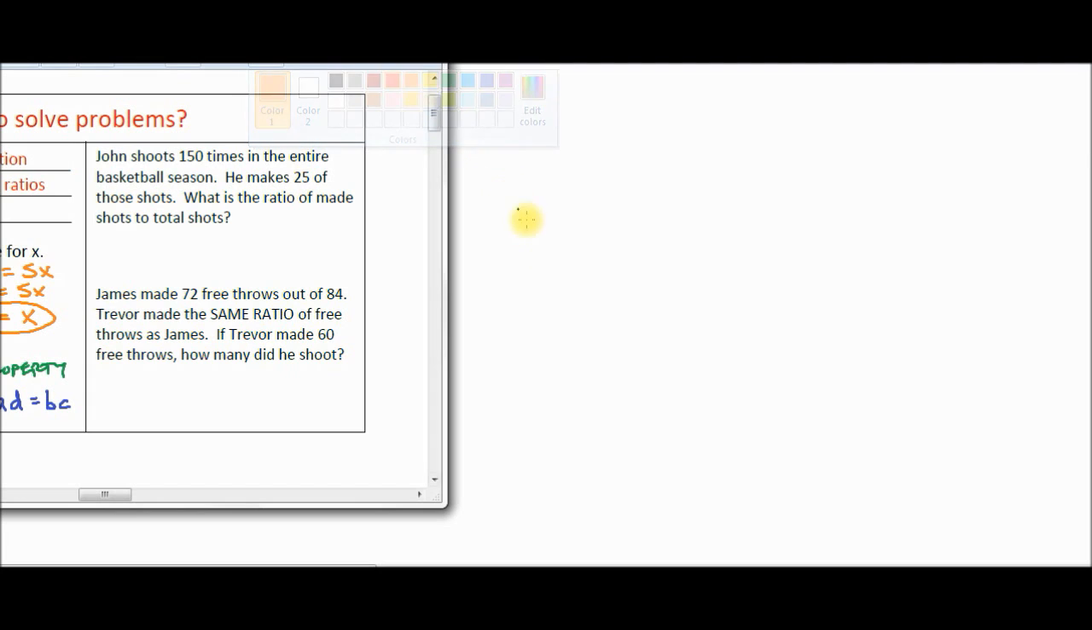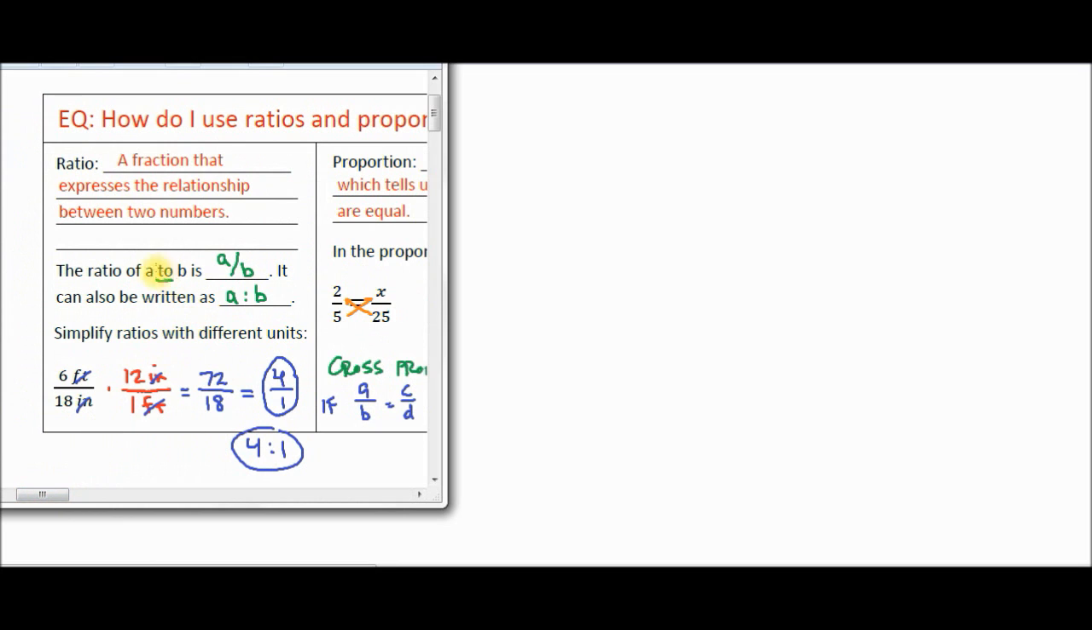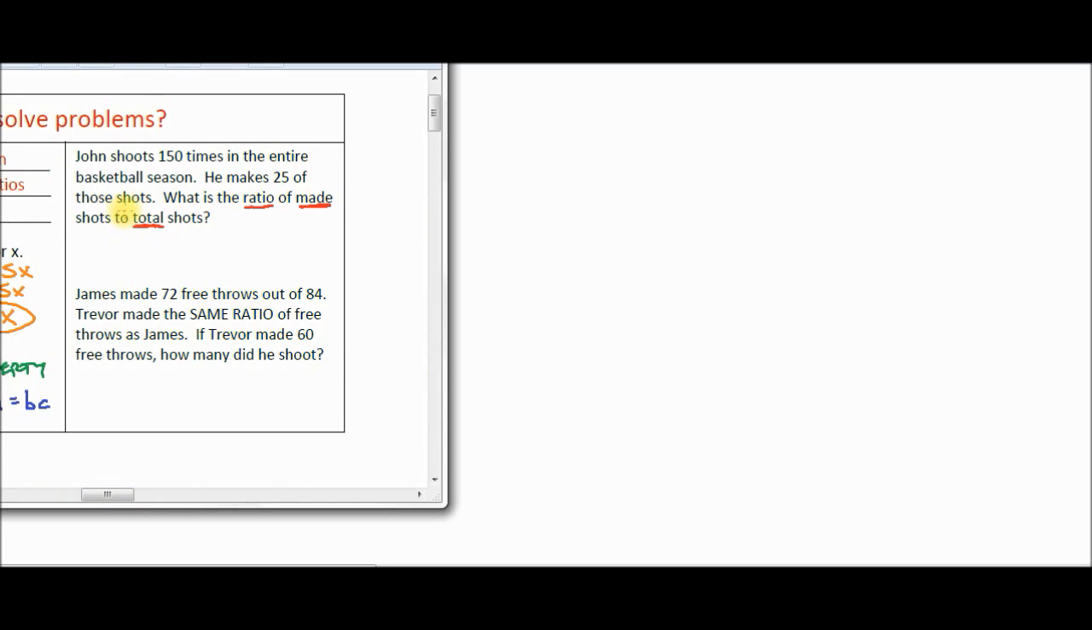Change my pen color here. John shoots 150 times in the entire basketball season. He makes 25 of those shots. What is the ratio of made shots to total shots? So I've got made to total. Remember from our ratios, A to B is A over B. So in this case, made to total means I'm going to put the made shots on top, which means he made 25 here. I'm putting his total shots on bottom, 150. There is the ratio of made shots to total shots.